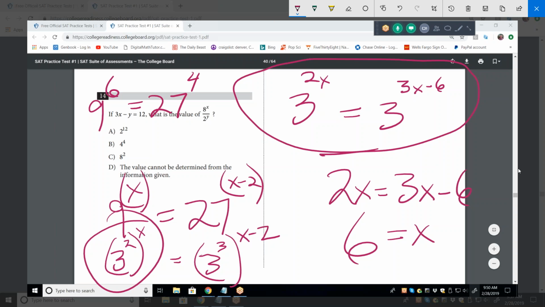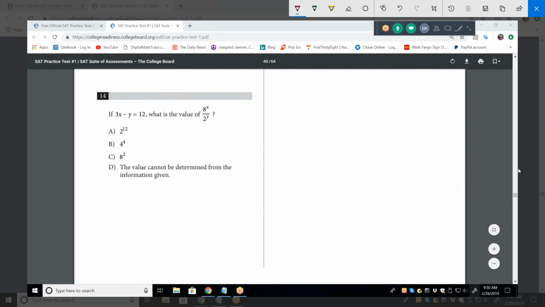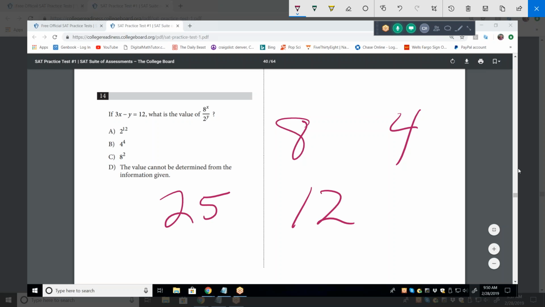But the way I did it was by finding this common exponential base. And I'm betting you at least 2 problems on the test deal with this, where you have to find a common exponential base. What is the common exponential base between 8 and 4? 2. Correct. What's the common exponential base between 25 and 125? 5. You got it. You understand it.